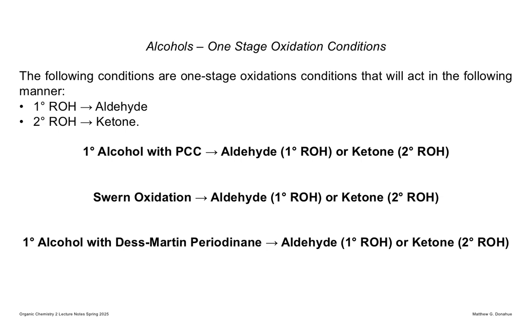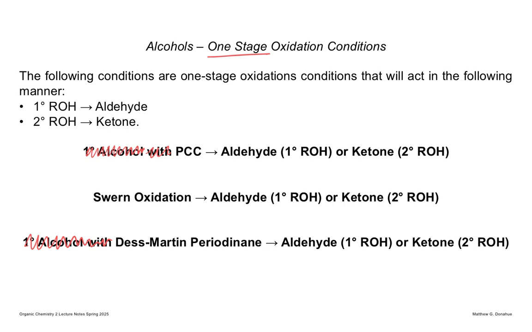So the conditions for one stage, so you're just going up one number. A primary alcohol becomes the aldehyde, secondary alcohol becomes the ketone. So there's three conditions. Let me scribble this out so that the statement is true.